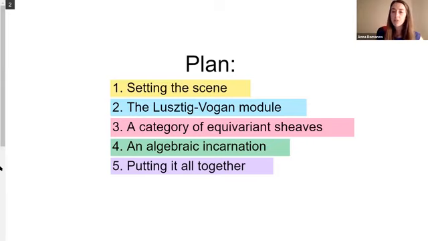And then I want to tell you about some work that I've been doing, providing an algebraic version of this category in terms of Soergel bimodules. And then finally, I'll put it all together and tell you why I care about this, why I think it's interesting, and what I've been working on.